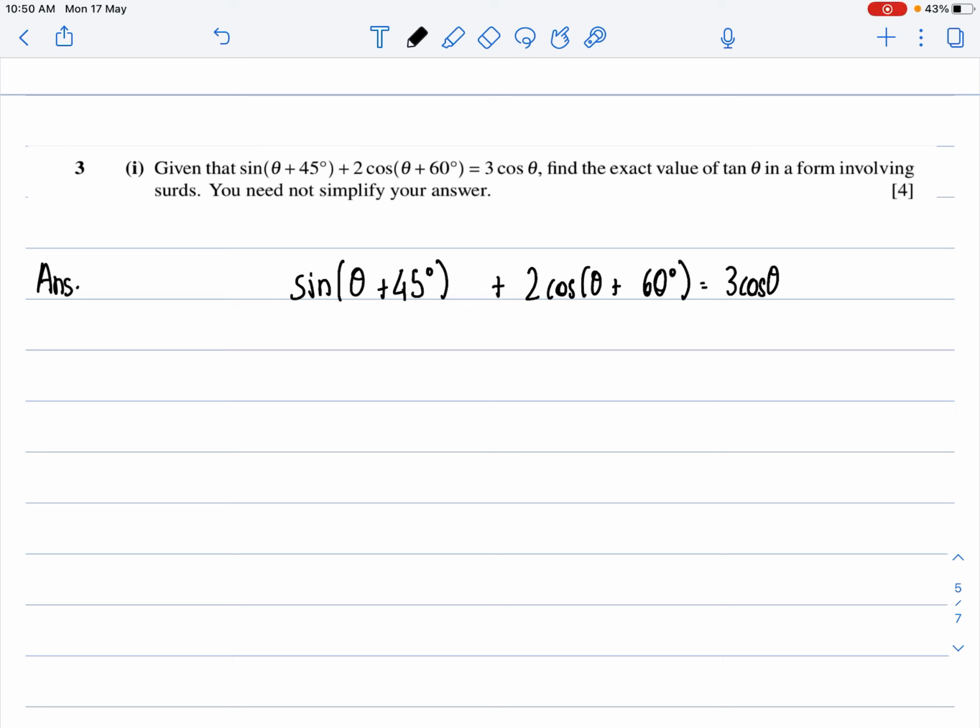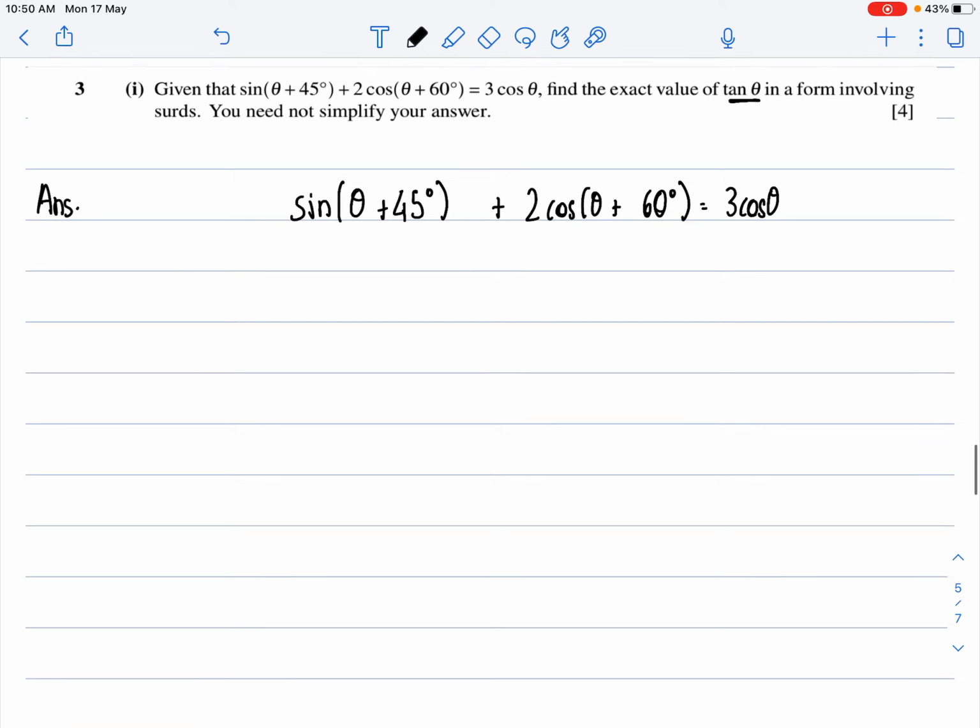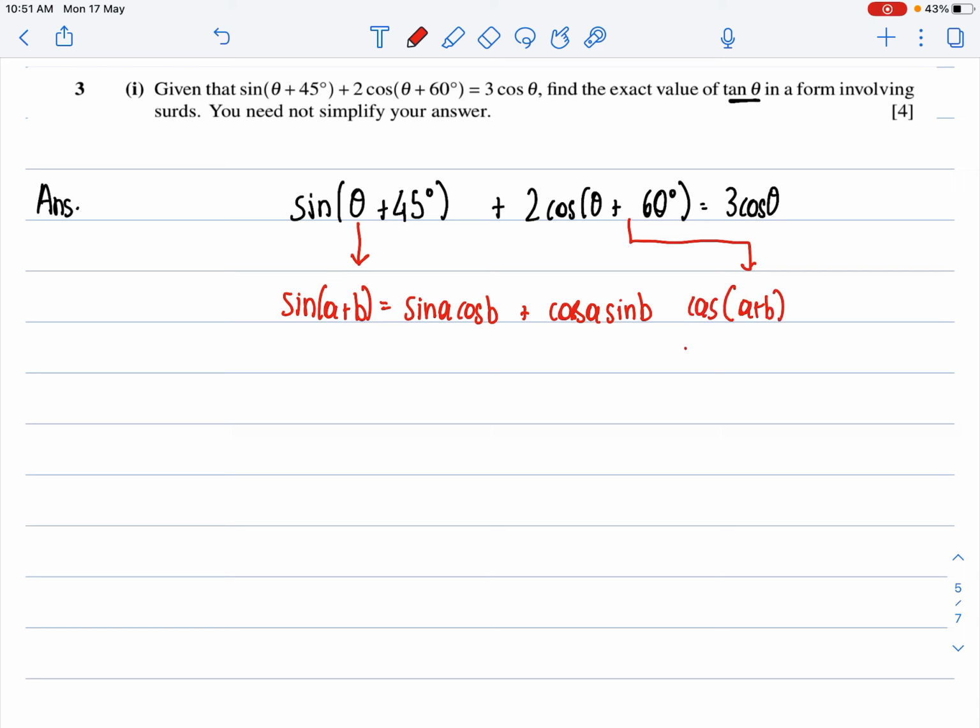So this is a trigonometry question, the third question, and we need to find the exact value of tan theta. What we basically need to do is, if you see, this is sin(A+B), which can be written as sin A cos B plus cos A sin B. And this is cos(A+B), which is given by the formula cos A cos B minus sin A sin B.